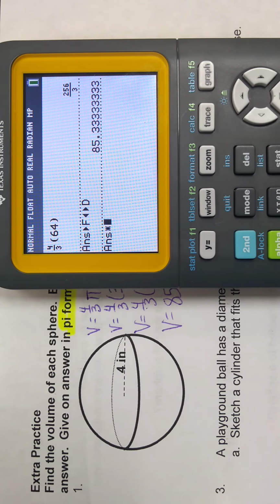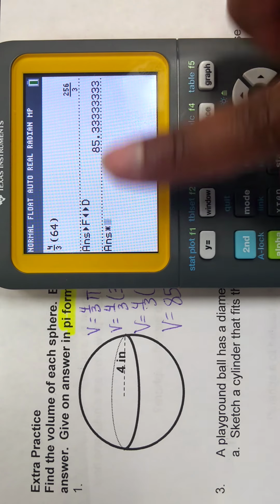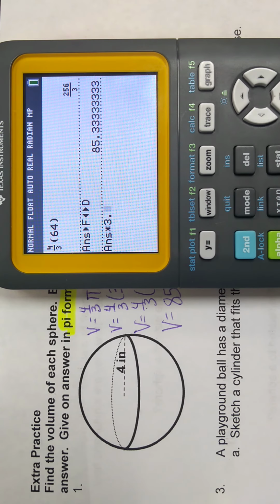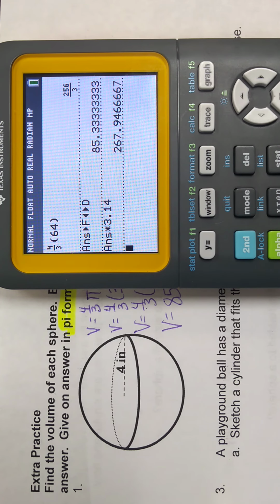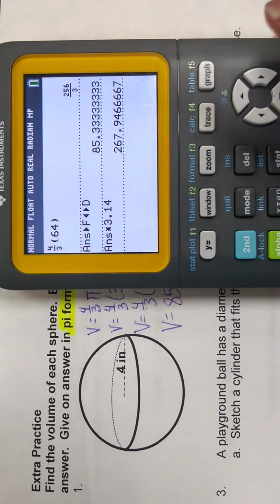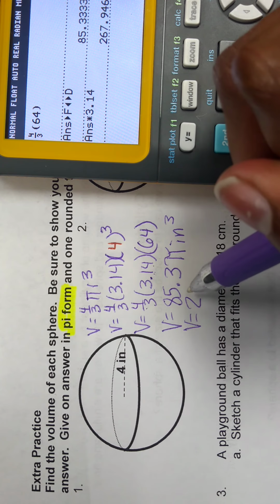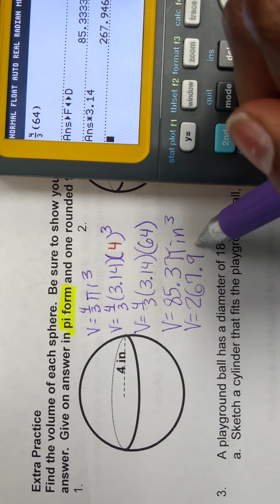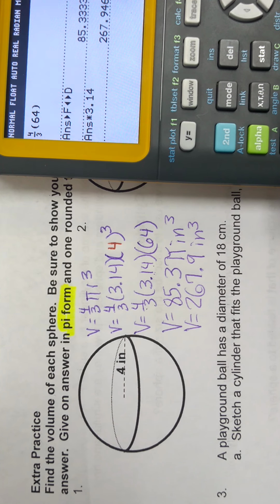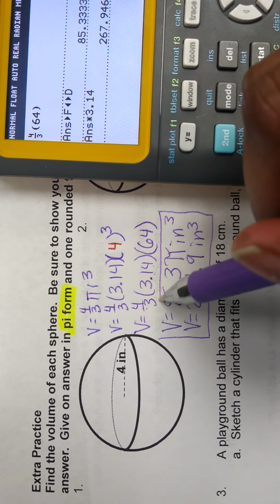Hit multiply. Take that long repeating decimal, multiply that by 3.14. Do not hit the pi button. Substitute 3.14. Press enter, round that to the tenth. Here's my second answer. My volume is 267 and, rounded to the tenth, 9/10 cubic inches. Every problem you solve will have two answers.